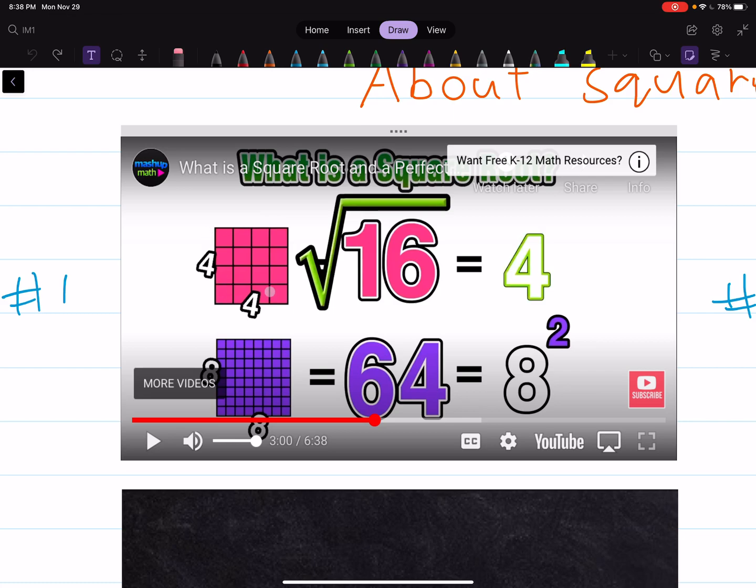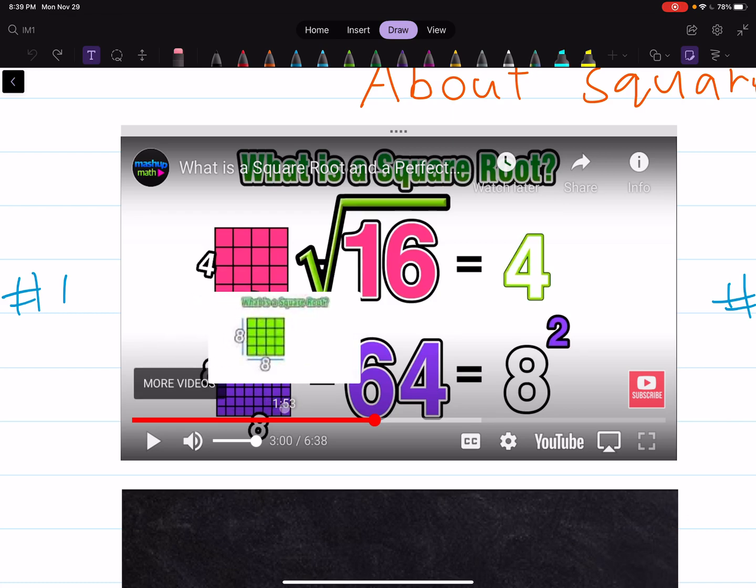So it's very, very important for you guys to realize that square root is just finding the length of the square, and then that square, as you can see right here, is literally referring to a square that's 8 long. The length is 8 and the width is 8.